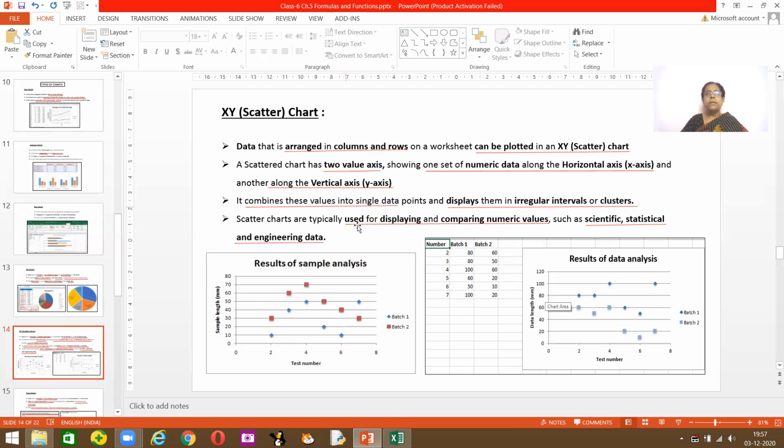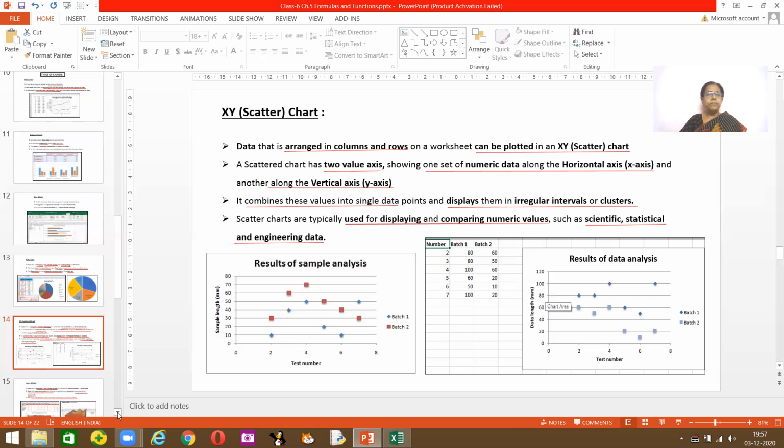Scatter charts are typically used for displaying and comparing numeric values, mostly in scientific work and in space research centers, and for statistical values, like when you're finding out the goodness and the corruption of food. Statistical values are taken in different ways, and also for engineering data. So the scatter chart is used for scientific, statistical, and engineering data.